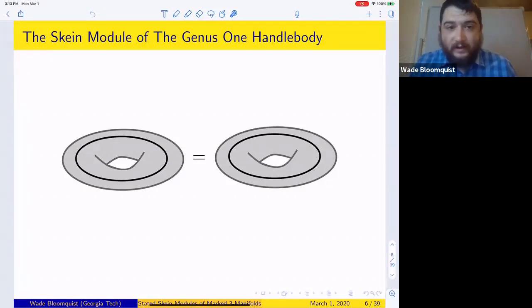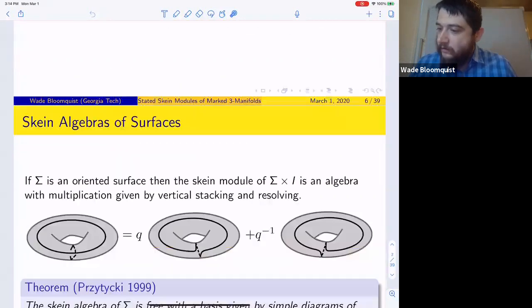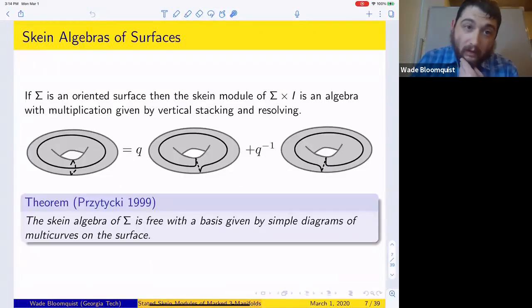Not a very exciting example, right? This is something where it's just equal to itself. But it emphasizes the difference between different three manifolds. It's not S3, something a little more interesting. Okay. So now we're talking about three manifolds.